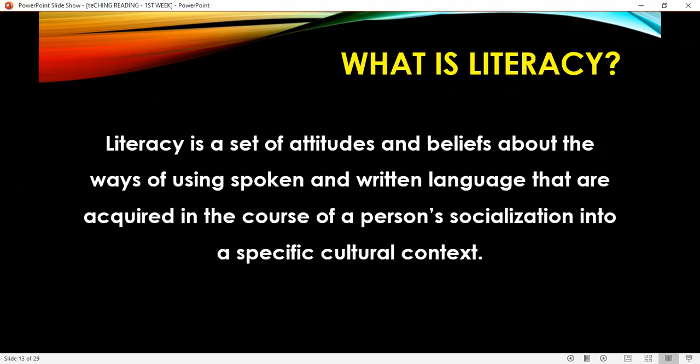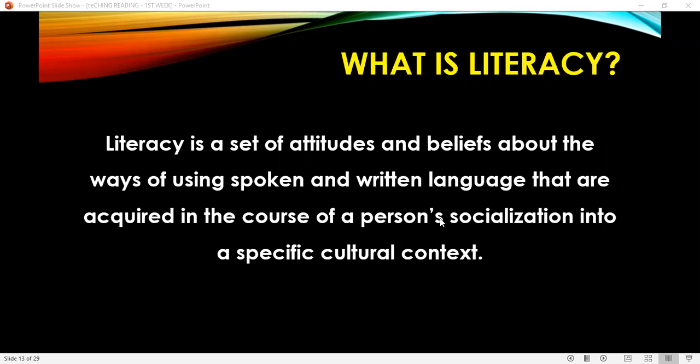All right, so don't forget what is literacy. Attitudes and beliefs related to the ways, the forms of using a spoken and written language. We acquire or learn, yeah? Remember that this acquiring or learning could be in the first language, a second language, or a foreign language, when you socialize, when you interact with other people in a specific cultural context. Okay, so this is literacy.